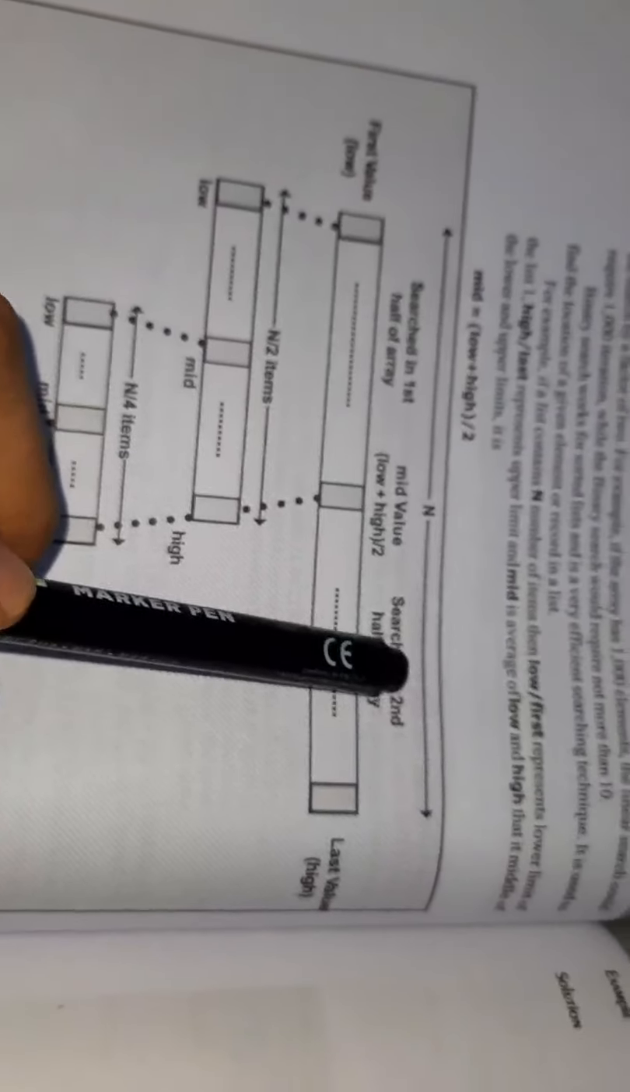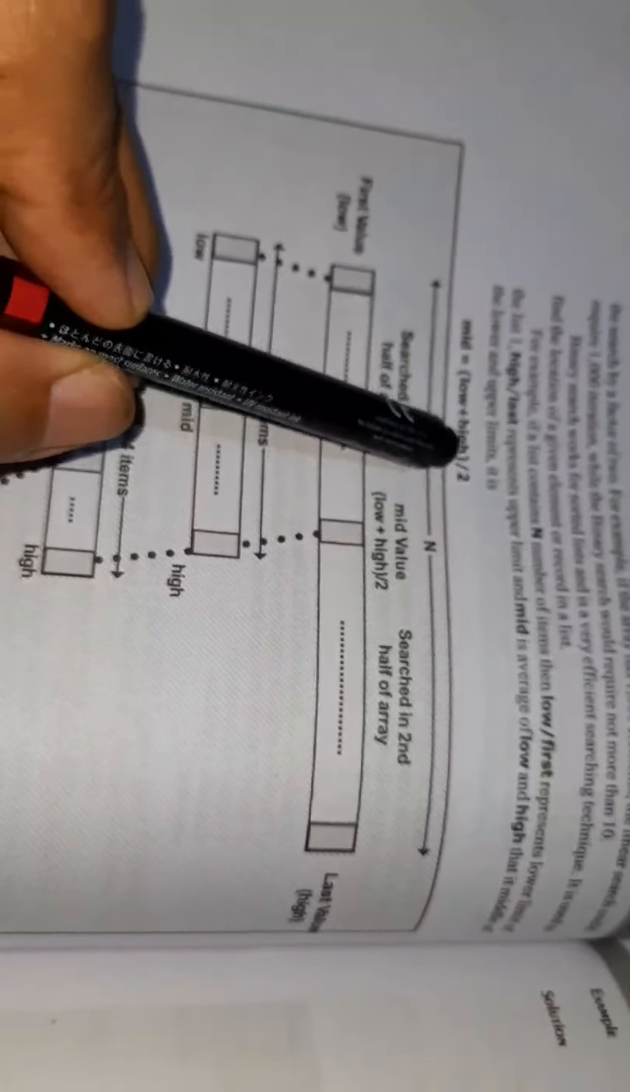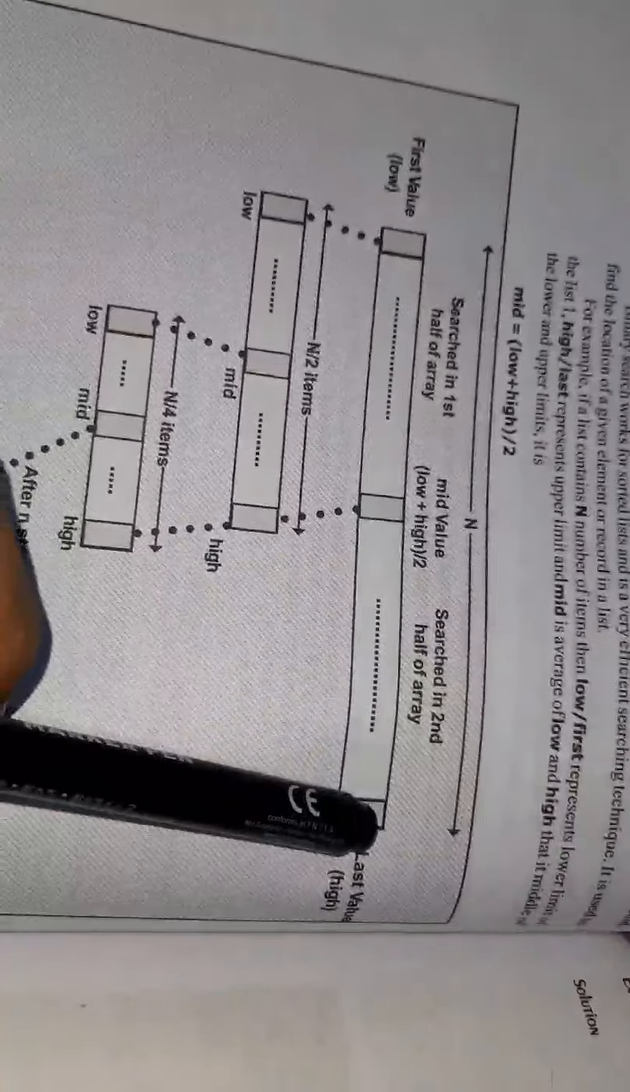Now, according to this diagram, let's say you are searching for the value 3. Since 3 is in this position, the left side of the array will be considered, and this side of the array will be totally ignored. The compiler will not search the other side of the array, that is 5 6 7 8 9 10.